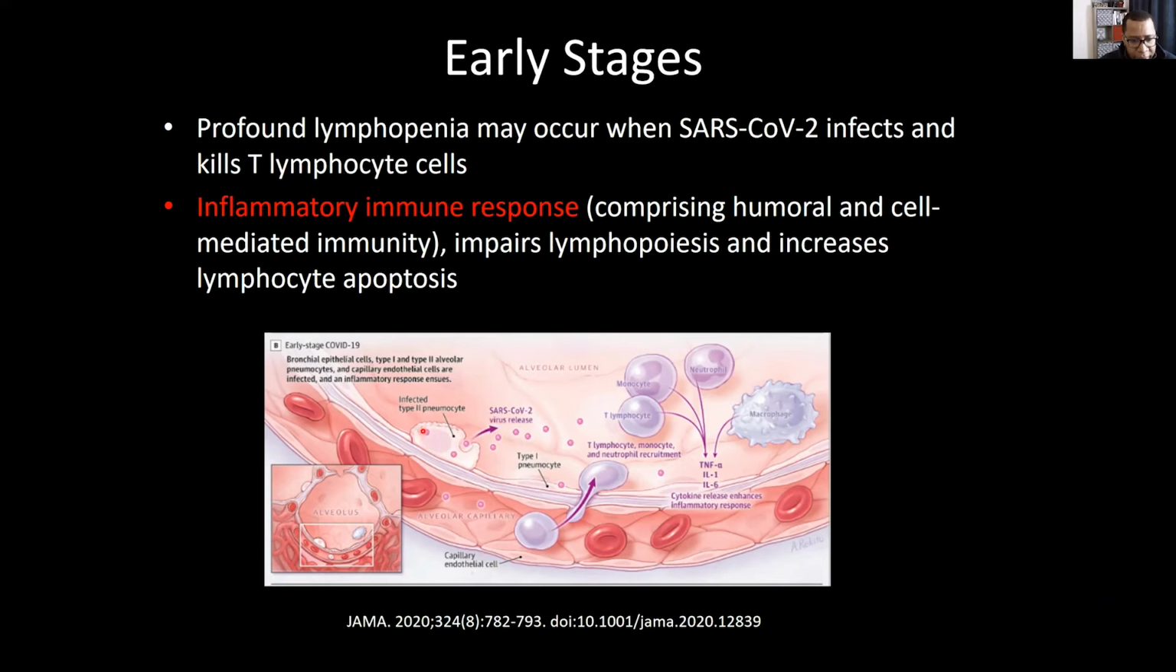So the diagram over here shows COVID within a type 2 pneumocyte, right, which, as we know, lines cells within the lungs. It infects it, it replicates, it releases it, it incites an inflammatory immune response, cytokines are released, right, and they are brought in to that region.